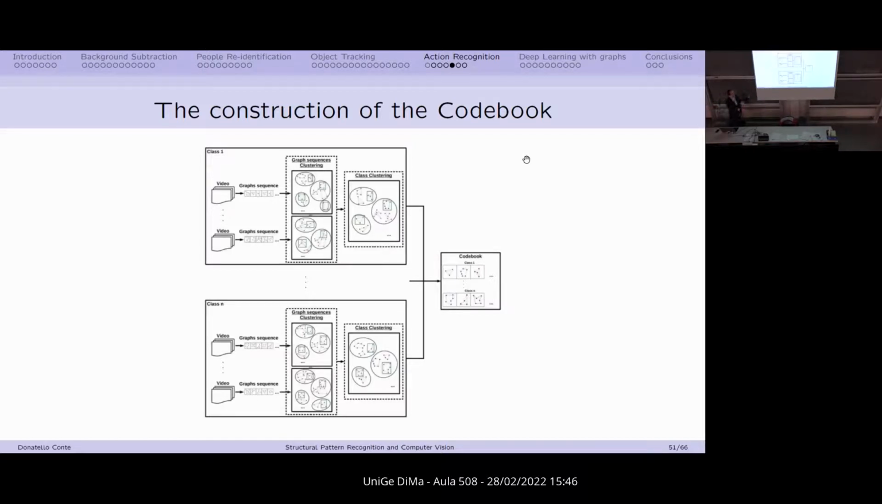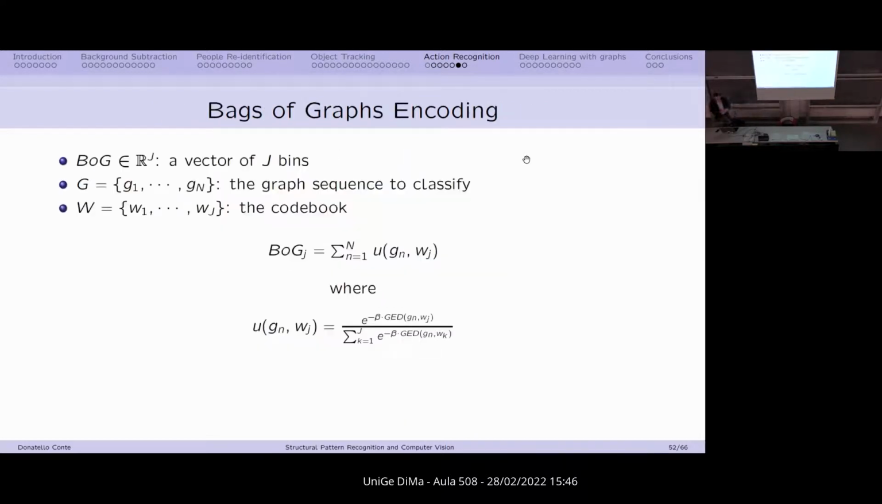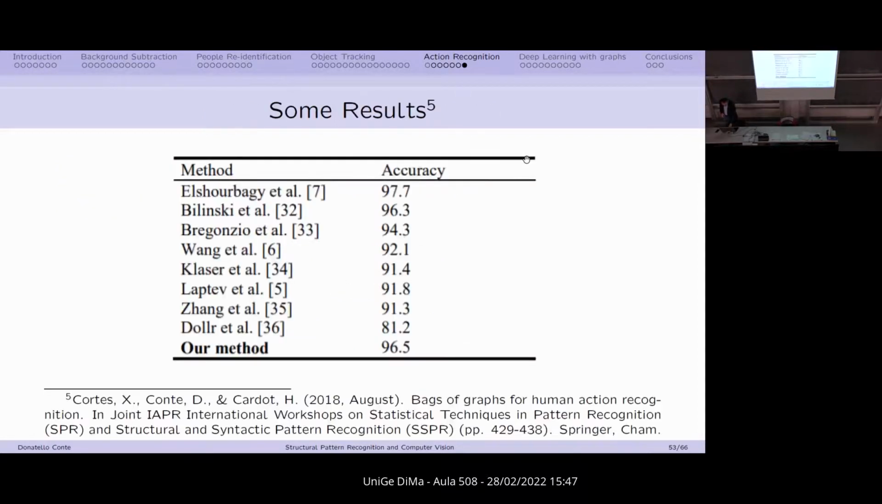And then at inference time, we compare the new graphs with the codebook. Here, the comparison was by graph edit distance. The graph edit distance is a technique to compute a similarity between two graphs. So here are some results with this technique.